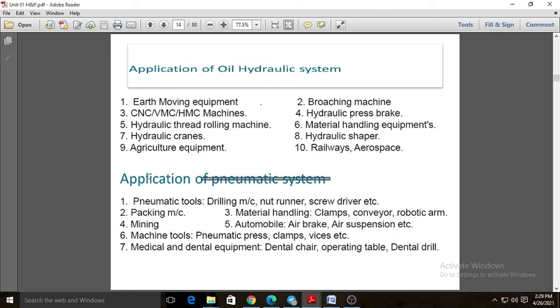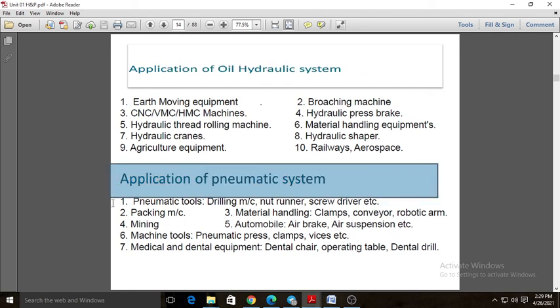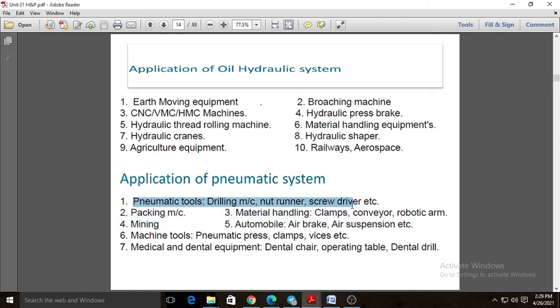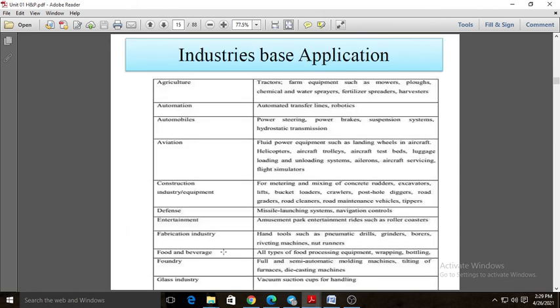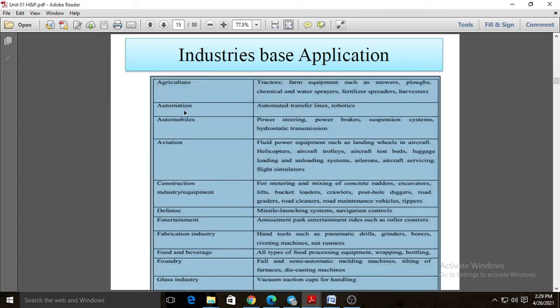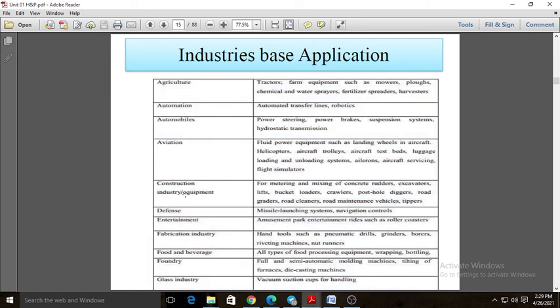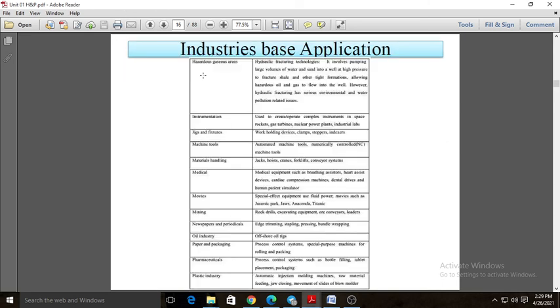Then here are applications of the pneumatic system: pneumatic tools, drilling machines, nut runners, screwdrivers, then packing machines, material handling clamps, conveyors, robotic arms, then mining, automobile air brakes, air suspension, etc. Then machine tools, pneumatic press. All these are applications of hydraulics and pneumatics. Then in agriculture, automation, automobiles, aviation, construction industries, defense, entertainment, fabrication industries, food and beverages, foundry and glass industries, there is application of hydraulics and pneumatics.